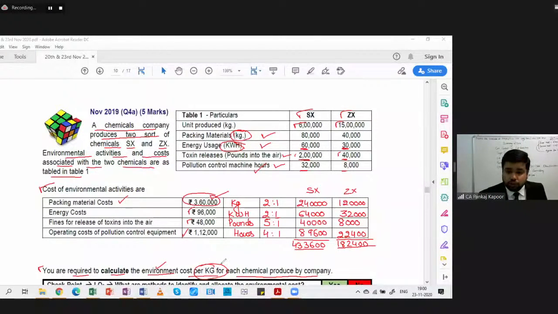But what was asked in the question? They didn't ask us to compute the total allocated cost. They asked us to compute what? The per kg cost, environment cost per kg. And how much kg we produce? We produce 6 lakh kg of X and 15 lakh kg of Z. So per kg cost of X will be 0.7227, whereas per kg cost of Z will be 1216.